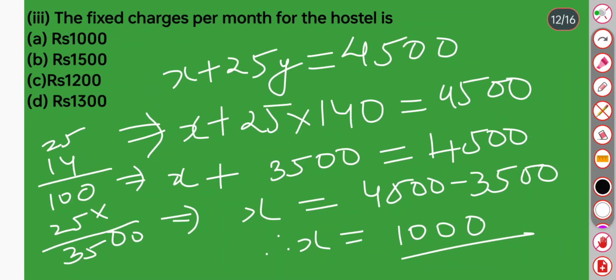Okay, x means what? Fixed charge. So x value, how much you got? 1000. That is the fixed charge for the hostel, 1000 per month. Okay, let's see our next question.